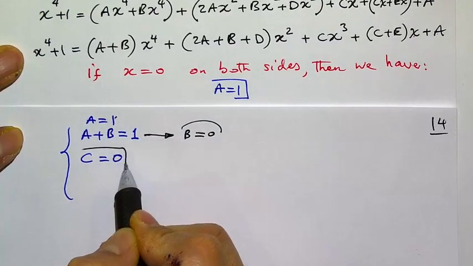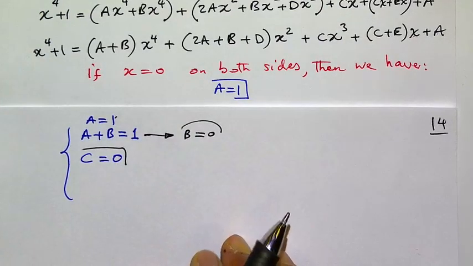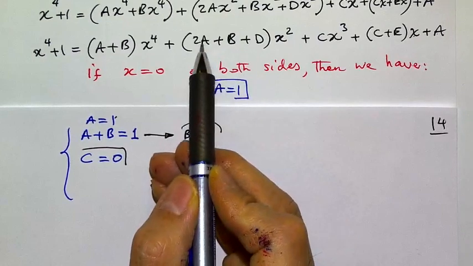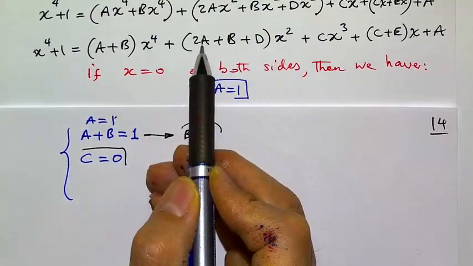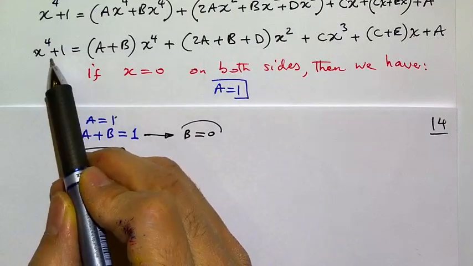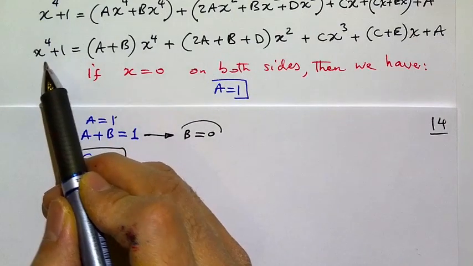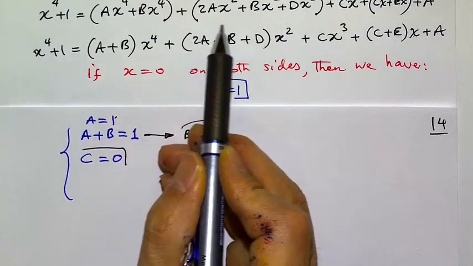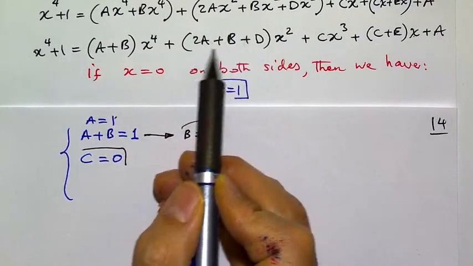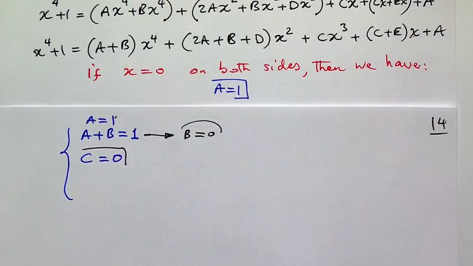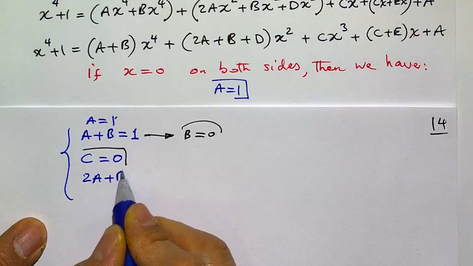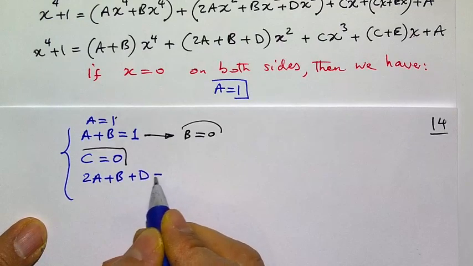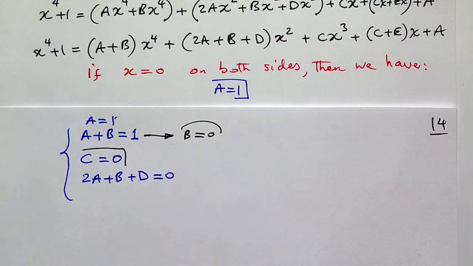So C equals 0. Then, we have x squared on this side, 2a plus b plus d. Do we have any x squared term on the left side? No. So we know that whatever a, b, d are, they should all add up to 0. So let's write that down. We have 2a plus b plus d equals 0.